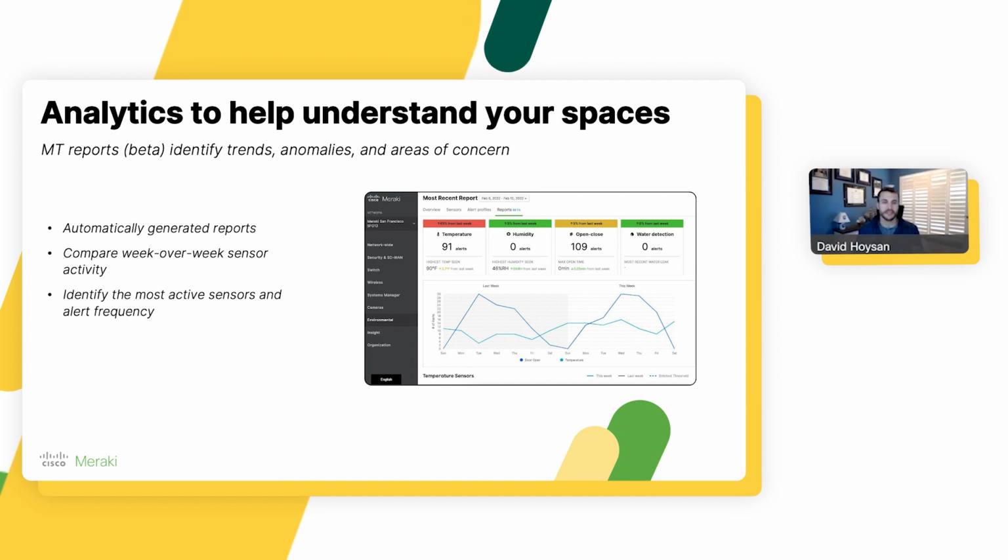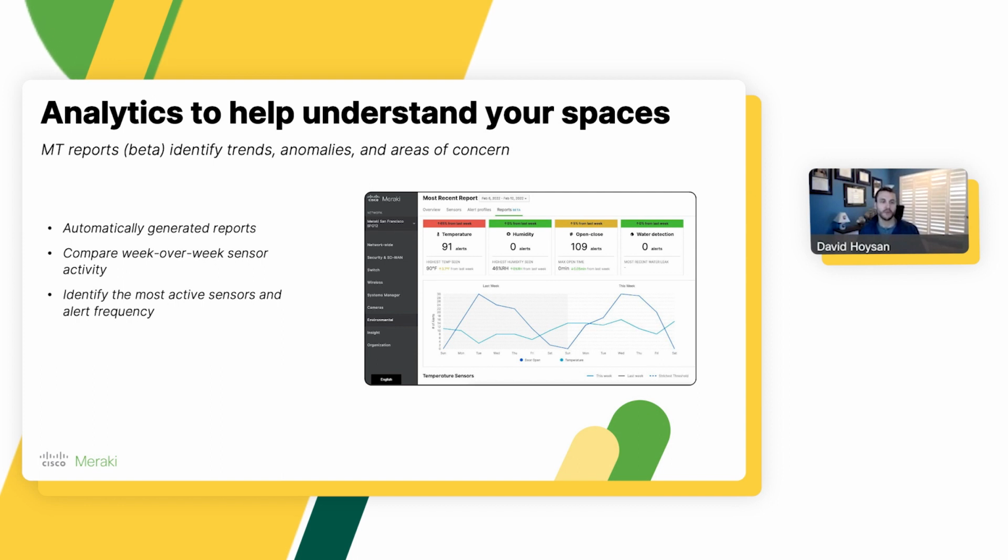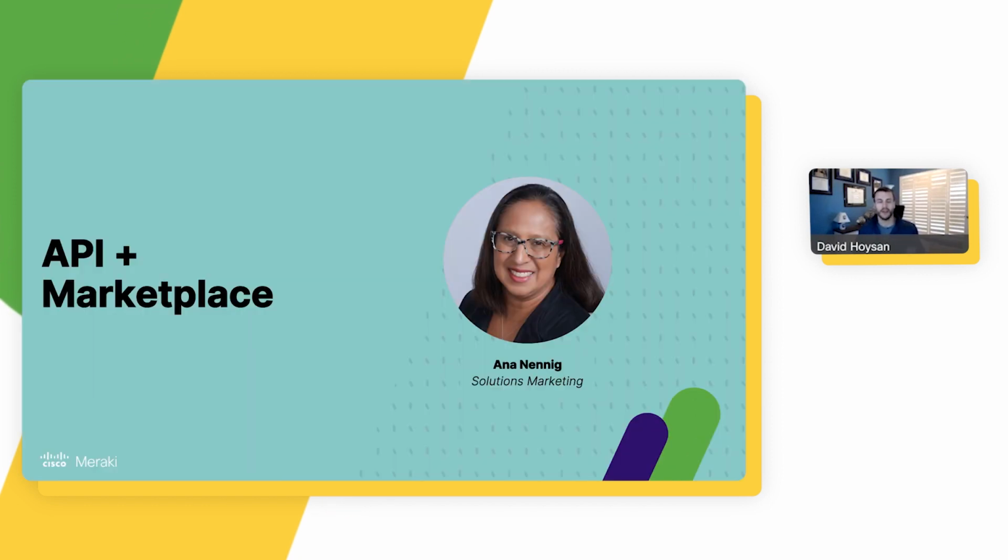And the last feature that I wanted to highlight that we came out with last quarter was a brand new reporting feature to help identify trends, anomalies, and other areas of concern. These are automatically generated reports to help you understand your spaces. It compares week over week sensor activity, and it uses statistics to identify the most active sensors and those that are alerting the most frequently. And with that, if we go to the next slide, I would like to now hand it off to Anna to talk about the API marketplace.